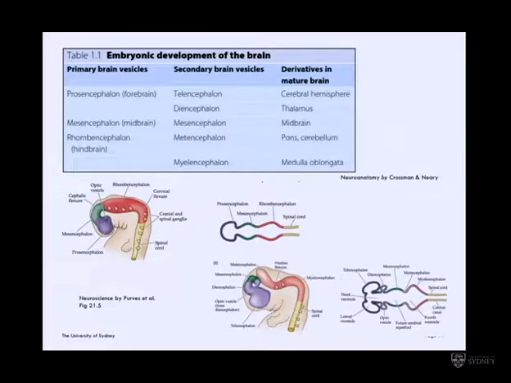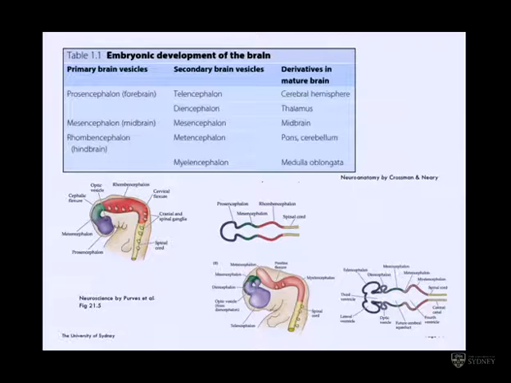Just a brief introduction to the development of the brain itself. As the embryo starts forming, one of the first things that you start seeing is the development of the nervous system as the different layers of the blastocyst start forming. Know the different primary brain vesicles. We won't go into the details.